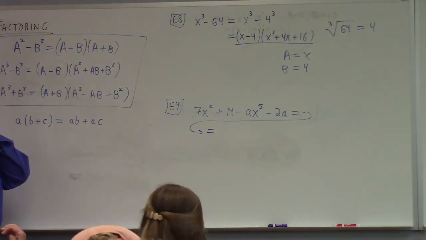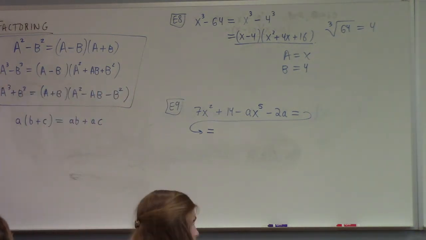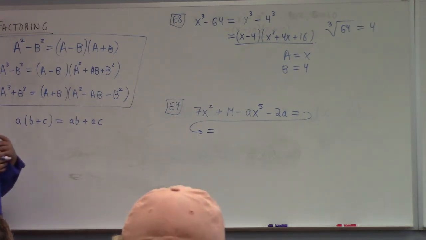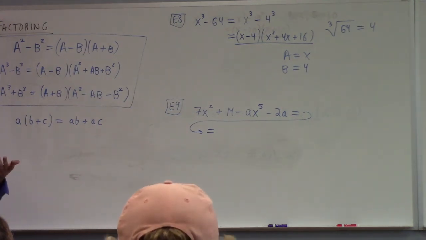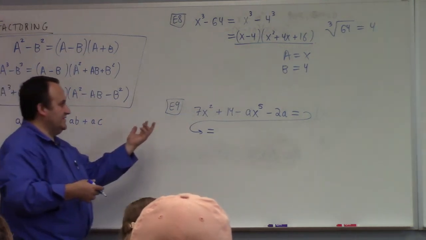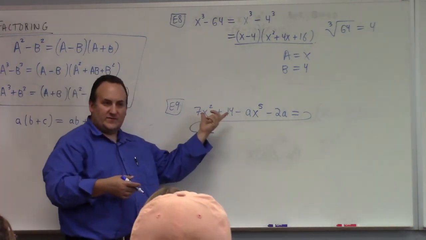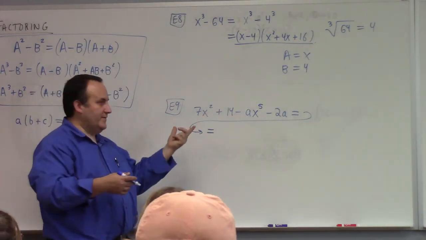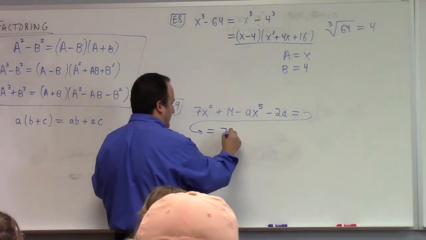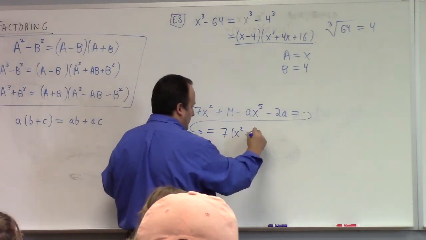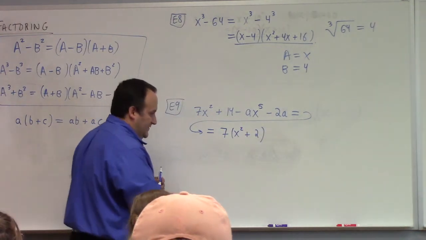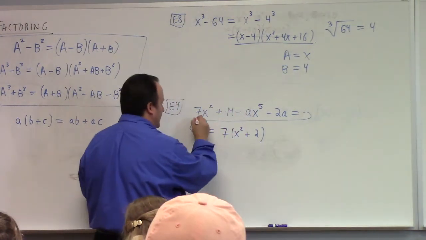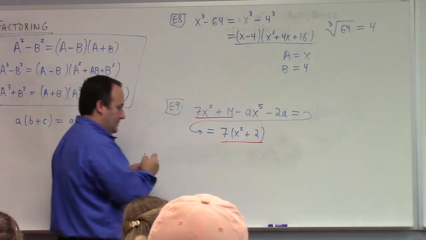Split it in half. Like, look for something common. Try to use the distributive property, right? If I look at the 7 and the 14, they've both got 7s in them, right? So I can factor a 7 out of that first piece. I get 7 times x squared plus 2, right? That's just coming from these two pieces.